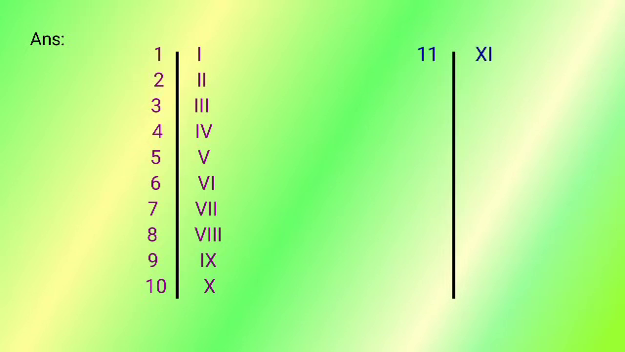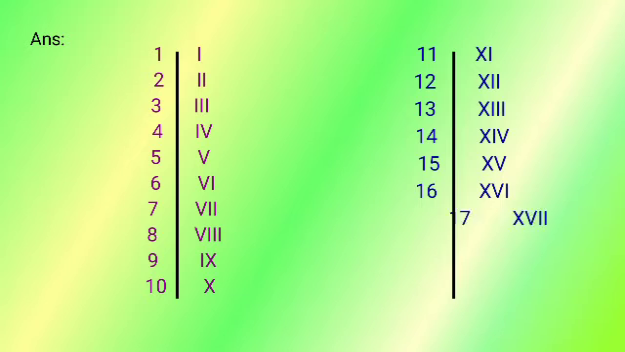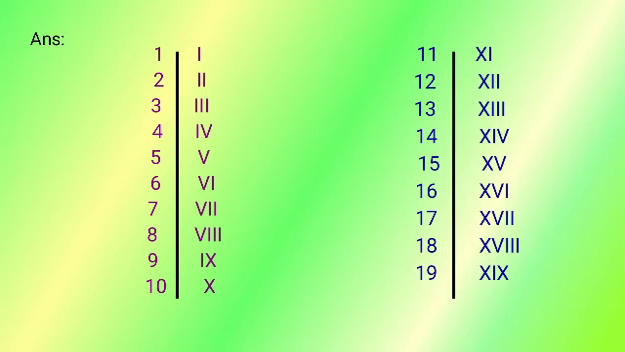So for 11 we have to write XI, 12 XII, XIII is 13. Now for 14, what are we going to write? XIV. As we saw earlier, the symbol I is repeated only thrice. The maximum is thrice. Similarly, 15 is XV, XVI for 16, XVII for 17, XVIII for 18. Now while writing 19, what do we have to write? XIX. And 20 is XX.